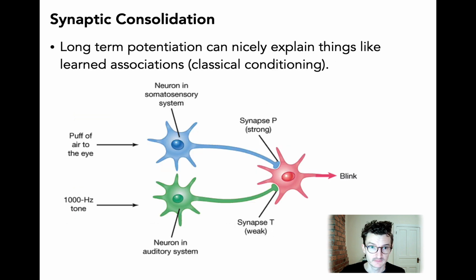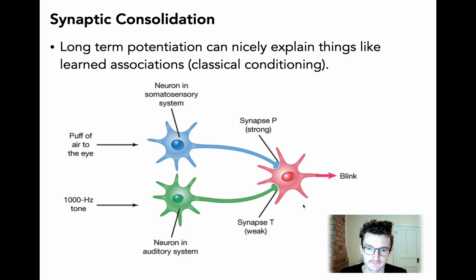And long-term potentiation nicely explains things like learned associations. So for instance, classical conditioning, learning to associate a puff of air to the eye with a tone, right? Air is blasted into your eye, you blink. That air puff is paired with a tone over and over again. Soon you hear the tone on its own, and the tone causes you to blink. Long-term potentiation and Hebb's rule explain this type of learning really well.